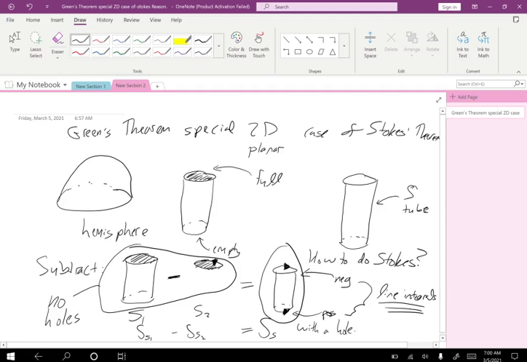Okay, in the next video, we'll talk about why Stokes' theorem actually works. Why are we allowed to do stuff like this?